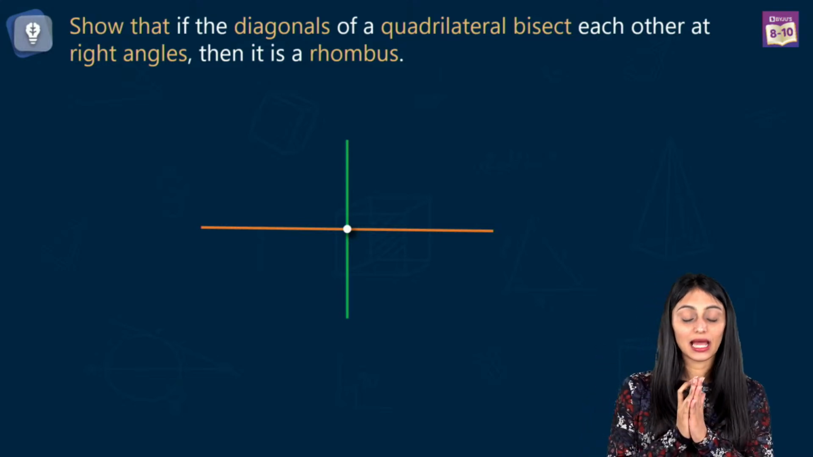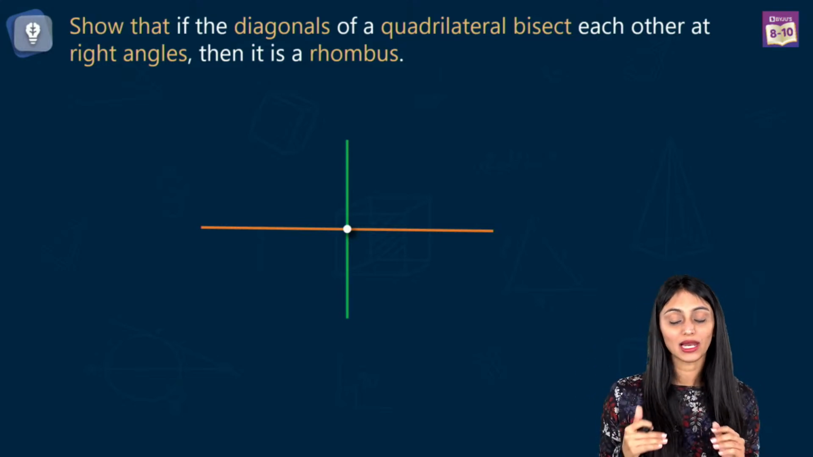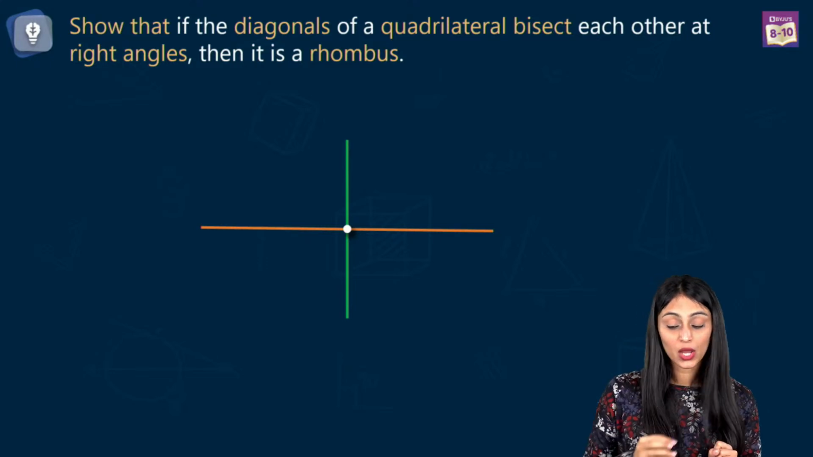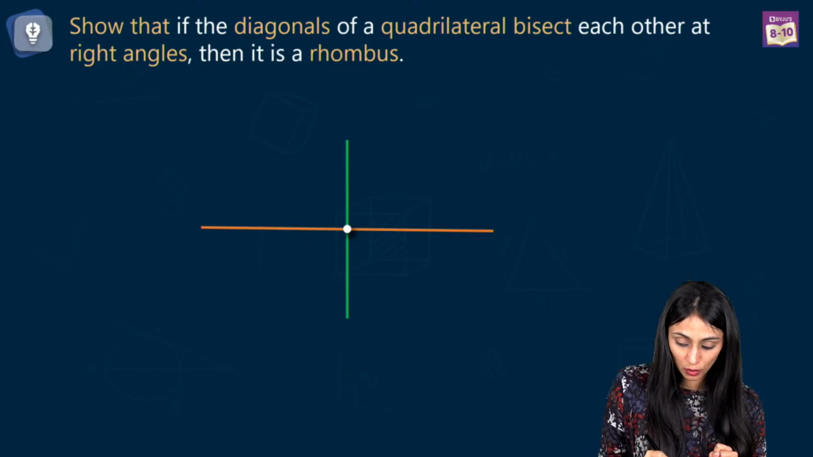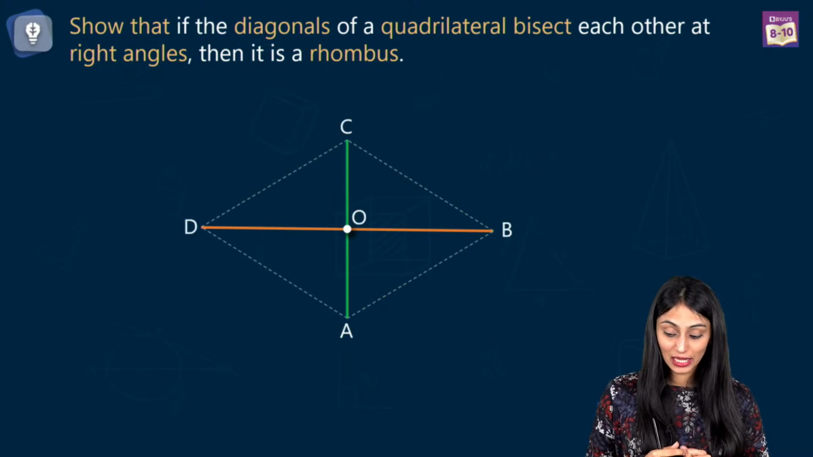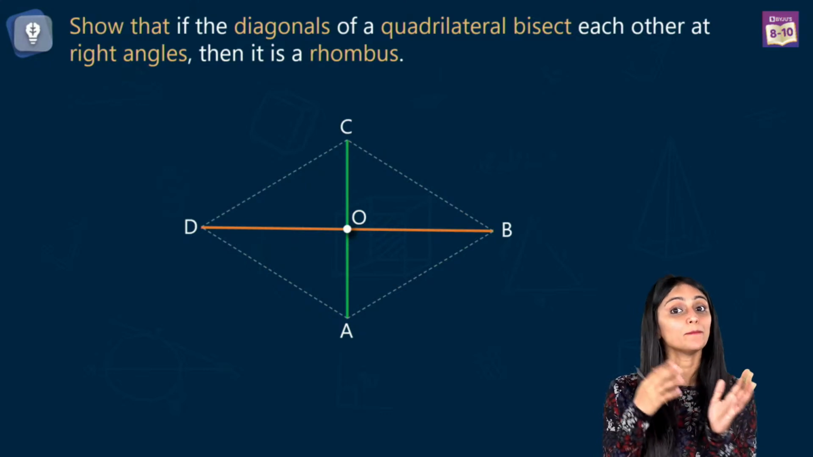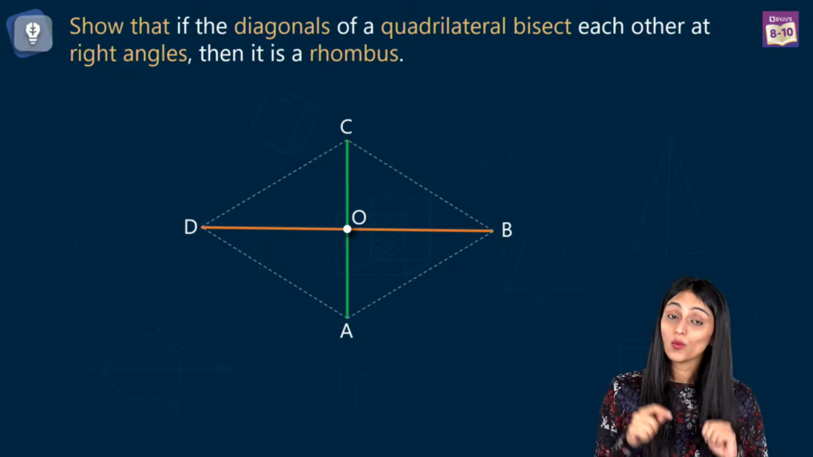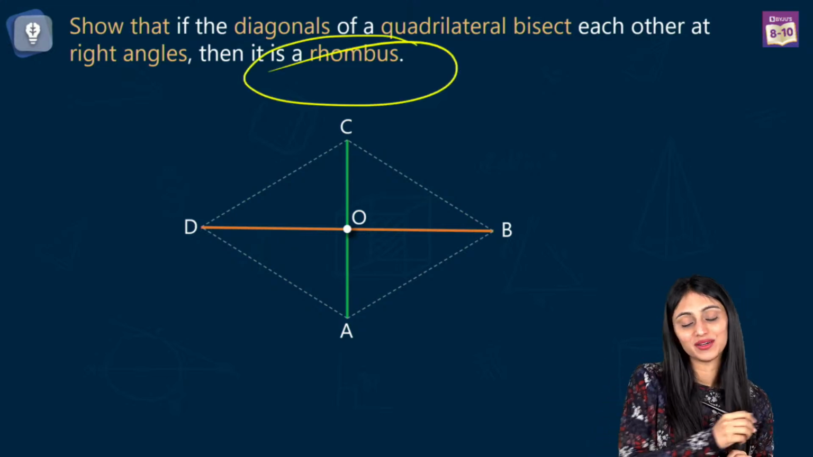Alright, so these diagonals, you can see that these two lines are perpendicular to each other. Now as I discussed in the previous theorem, we joined the endpoints of these lines. So here also I'll be joining the endpoints of the lines AC and BD. So what do we get at the end? We get a parallelogram. This is what we learned in the previous theorem. Now the question says we have to prove it a rhombus.